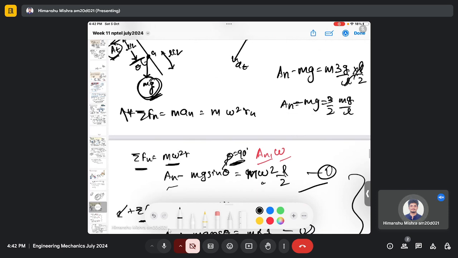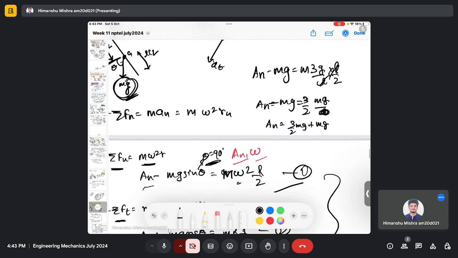So L will cancel, right? So my En will be 3 by 2 mg plus mg. So it will be 2.5 mg. So this is my En.